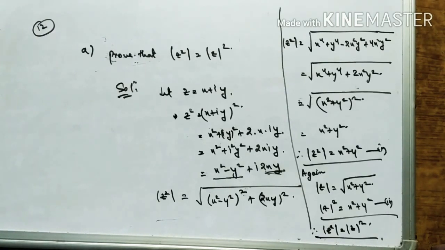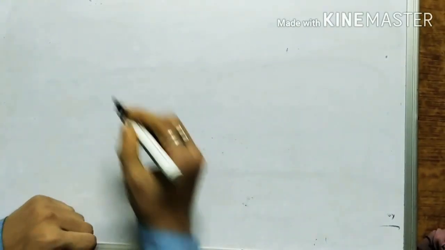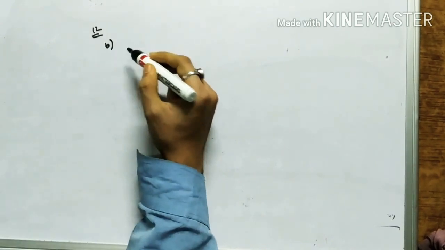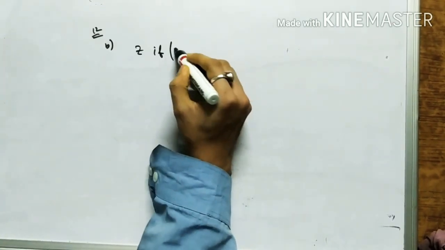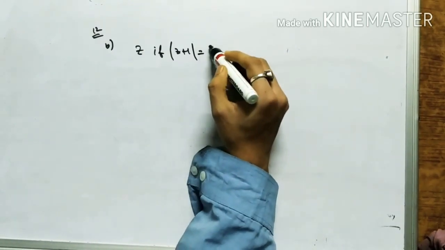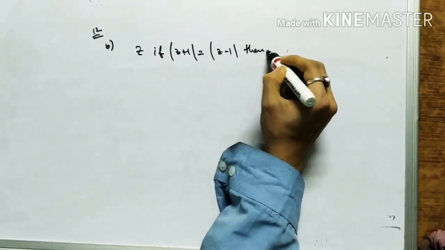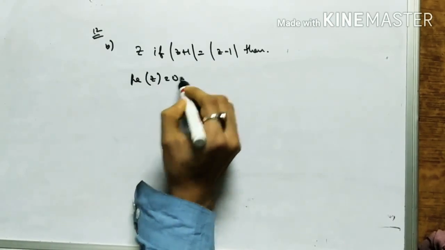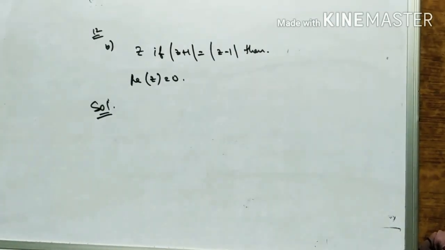Next I am doing question 12, part B. It says that for any complex number z, if modulus z plus 1 is equal to modulus z minus 1, then I have to show that Re z is equal to 0.